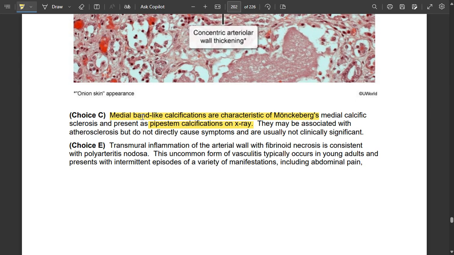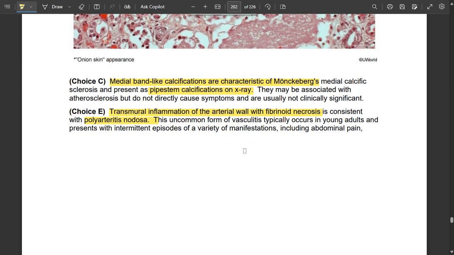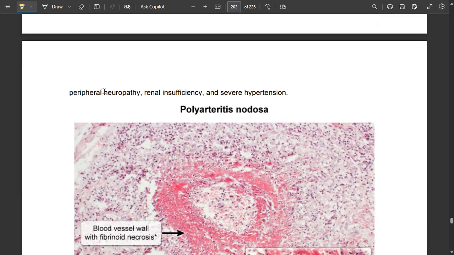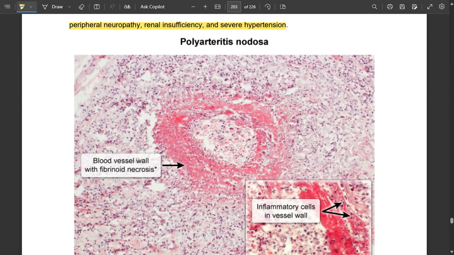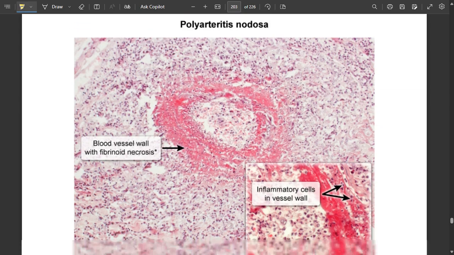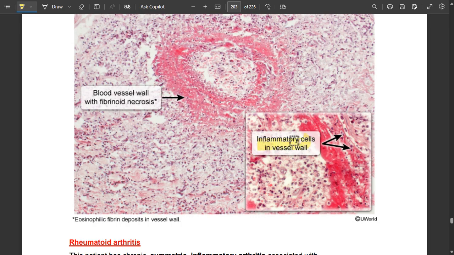Transmural inflammation of the arterial wall with fibrinoid necrosis constitutes polyarteritis nodosa. So with transmural inflammation, all the layers of the wall can be affected. This uncommon form of vasculitis typically occurs in young adults and presents with independent episodes of a variety of manifestations including abdominal pain, peripheral neuropathy, renal insufficiency, and severe hypertension. Blood vessel walls with fibrinoid necrosis and inflammatory cells in the vessel wall can be seen.